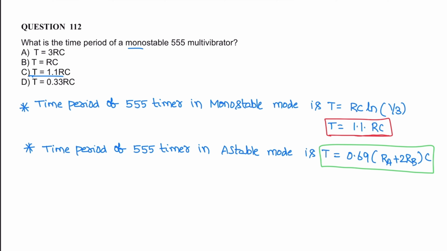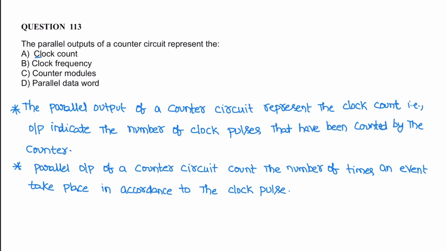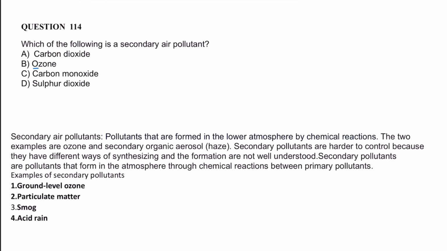Next question. The parallel outputs of a counter circuit represent? The parallel output of a counter circuit represents clock count. That is, the output indicates the number of clock pulses that have been counted by the counter. The parallel output of a counter circuit counts the number of times an event takes place in accordance with the clock pulse.